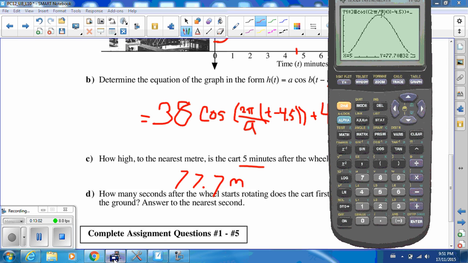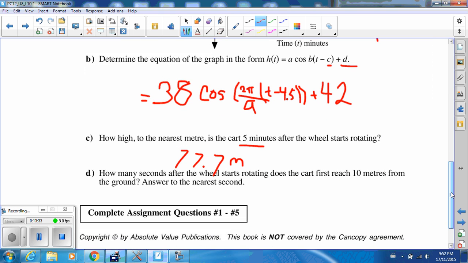When does the cart hit 10? Well, I'm just going to go in here, go y equals, put my y2 at 10, and graph it. Now I'm just going to find my intersect points there. Second calc, intersect, curve 1, curve 2, and guess, let's just go like 1. I don't know what the actual value is, but it looks pretty close to 1 there. 0.81. Now to the nearest second, that's... so 0.81 minutes.